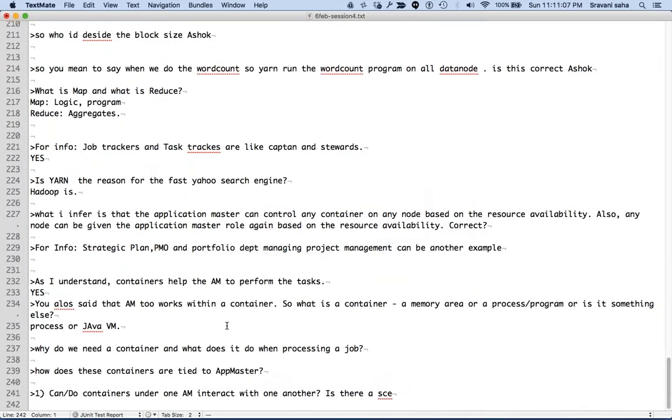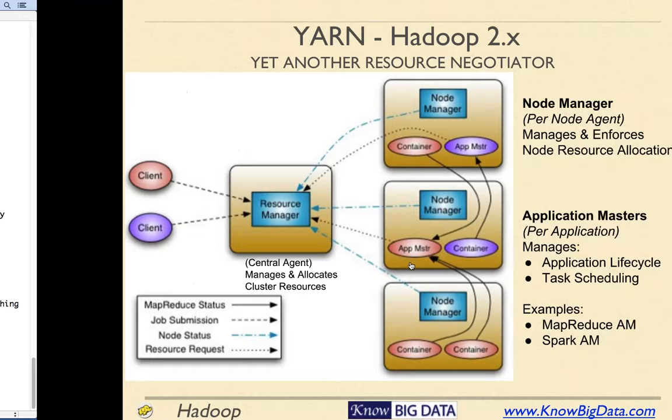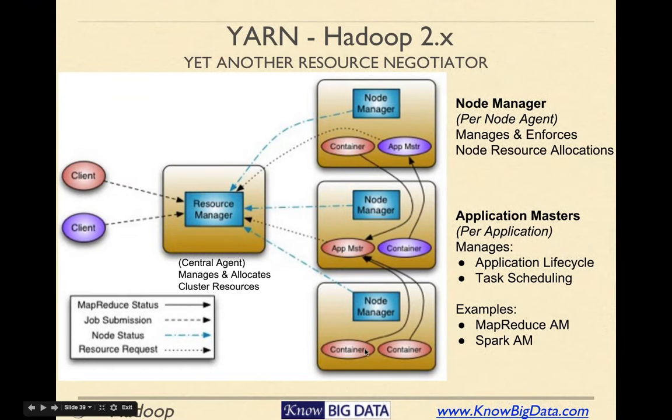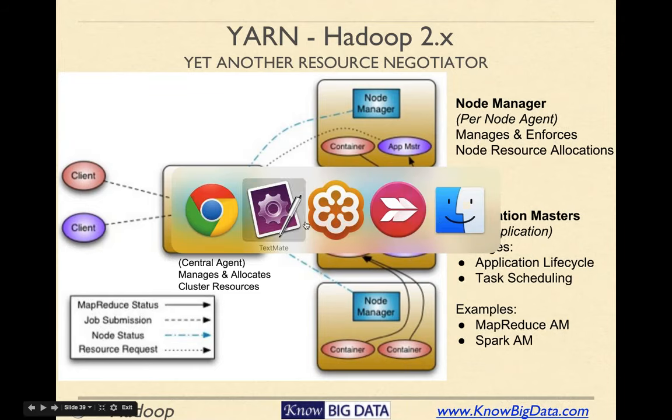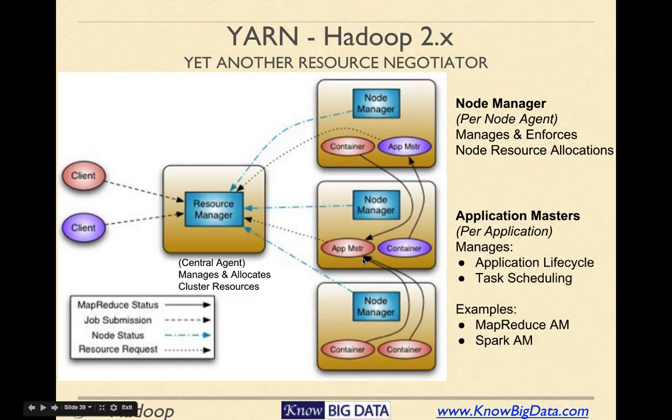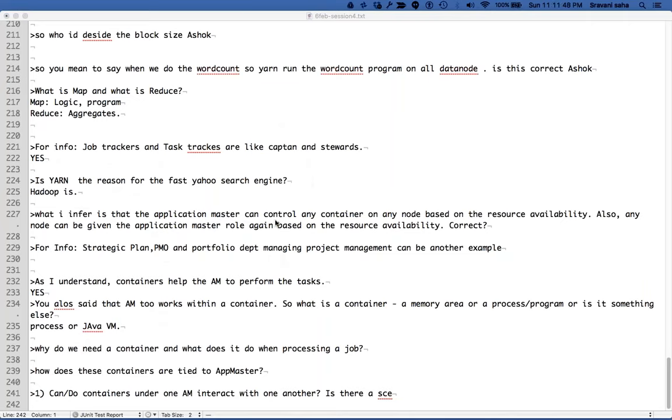The next question is, can containers under one application master interact with another? Okay, so what you mean to say is, in this diagram, let's say these are the two containers of this application master. There are three containers. Can these three containers talk to each other? The answer is no, they don't. And it's all up to the application master, because the application master is deciding what runs inside containers. So the application master can decide.